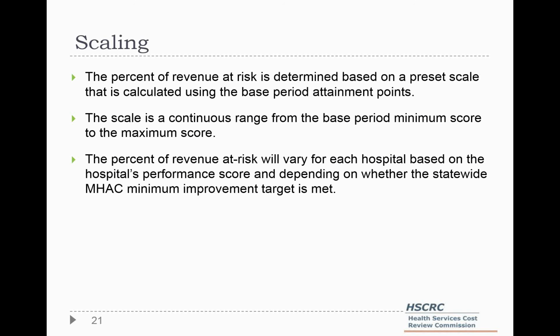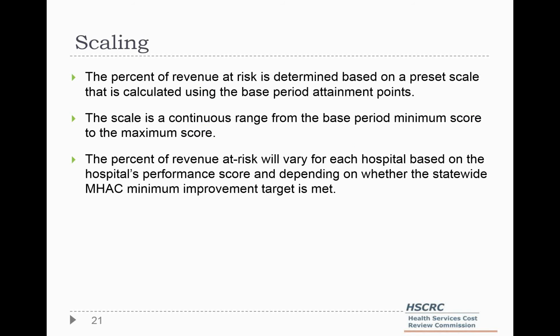Okay, so to actually figure out what percent of revenue you are going to have in penalties or rewards, we use the final scores that were calculated from calendar year 2013, attainment only, not improvement, and we calculate a scale that's preset from the minimum score to the maximum score from calendar year 2013. Now, it's actually two scales. One is for if we meet or exceed the 8% target, and one is if we don't.